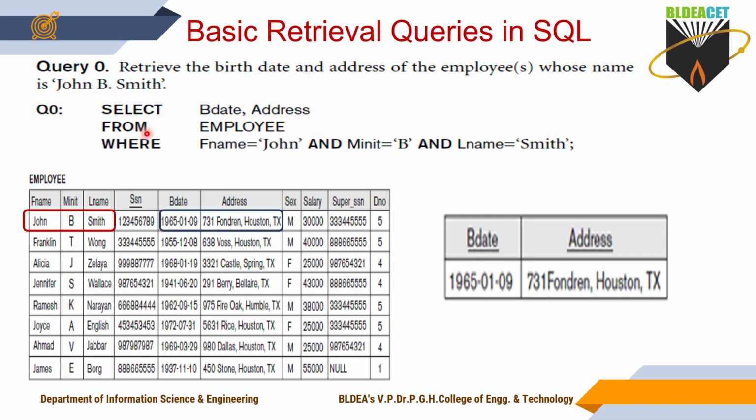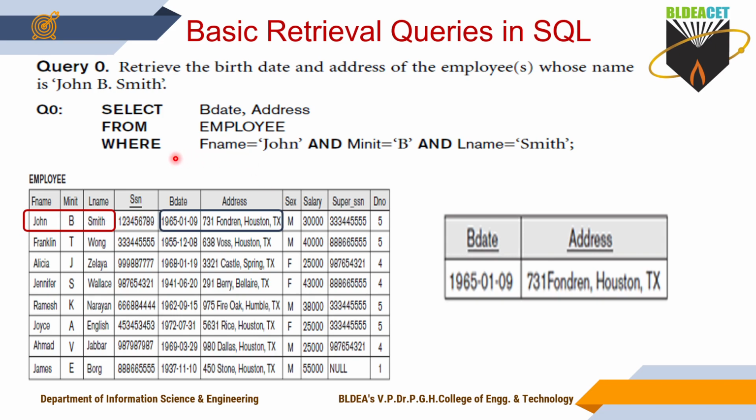Next is the from clause. In the from clause, you specify from which table you want to retrieve the information. Birth date and address are present in which table? These two attributes belong to the employee table here. So from employee table. Where? What is the condition? Is there any condition? According to that condition, if you want to retrieve the information, you have to specify it using the where clause. So in the where clause, what is the condition given here? John B. Smith. John is the first name of the employee, B is the middle initial, and Lname is Smith here.